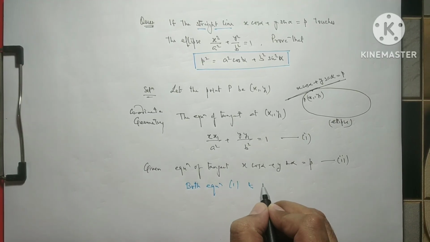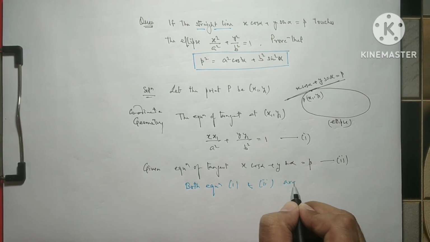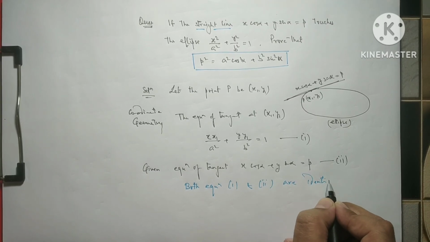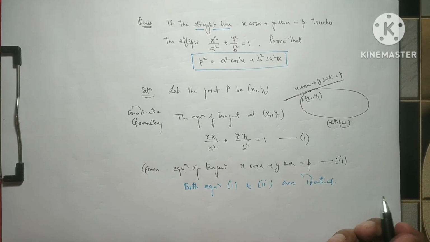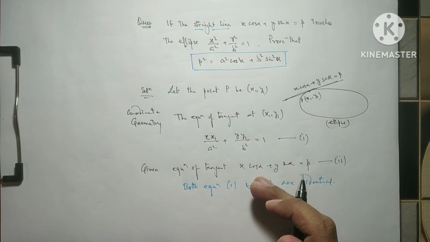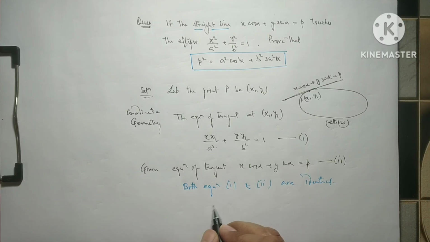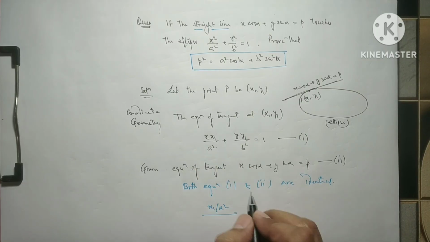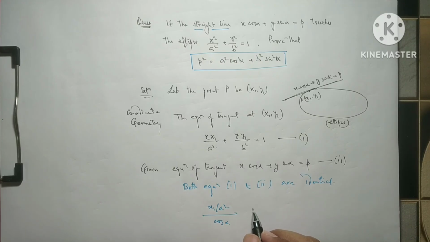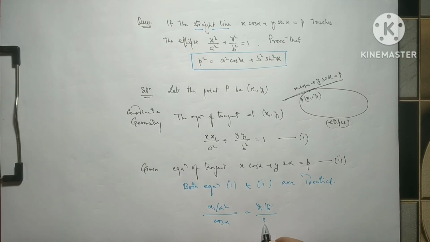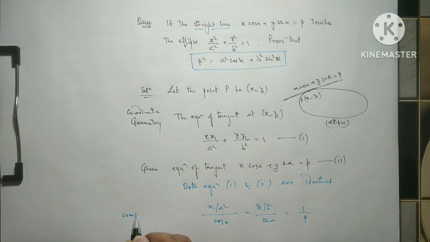Equations 1 and 2 are identical. Means both are the equation of the tangent. If these are identical, we can compare their coefficients. So it will be x1 over a square, this is the multiple of x, and there is cos alpha. In the same way, y1 over b square over sin alpha, and it is 1 over p. This is comparing.